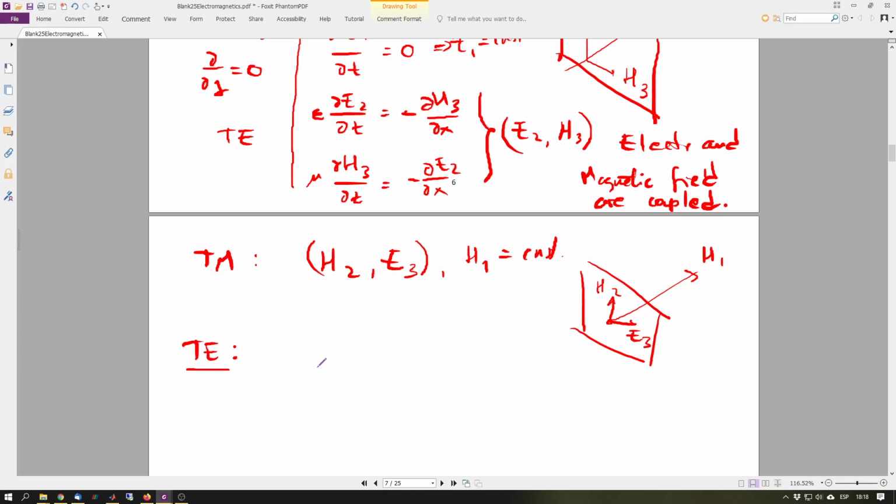So in fact, from the transverse electric, we can have the 1D equation of the wave that we have just deduced. So we have epsilon mu and the second derivative of E2 with respect to time. That should be equal to the, sorry, here we have this E2.